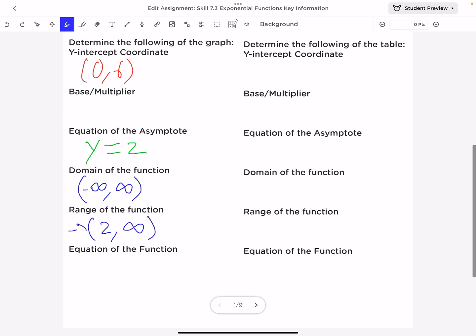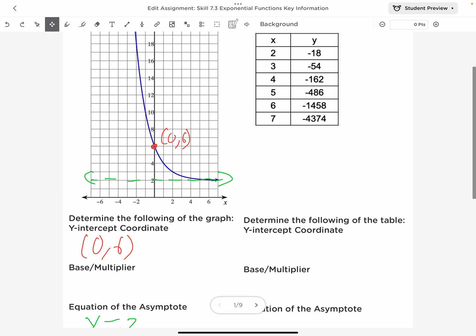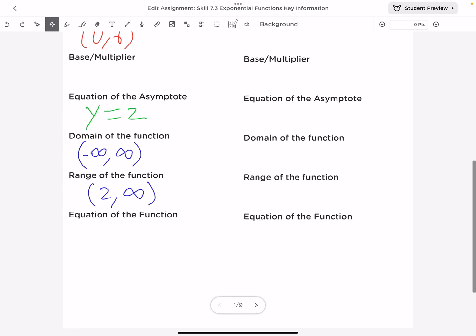Now in this case, once again, I'm using the parentheses, not the bracket, for the 2, because we have an asymptote, which means it's going to get really, really close to 2, but never equal 2. So it's all the values above 2, but we don't include 2 in the range. And so that's our range.